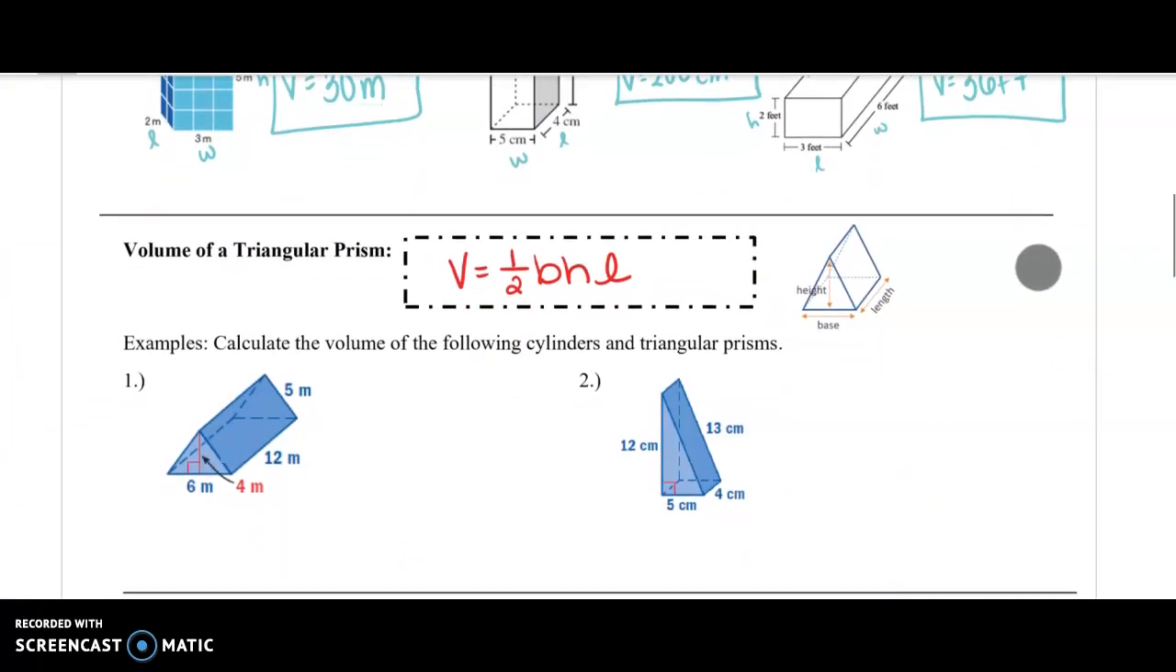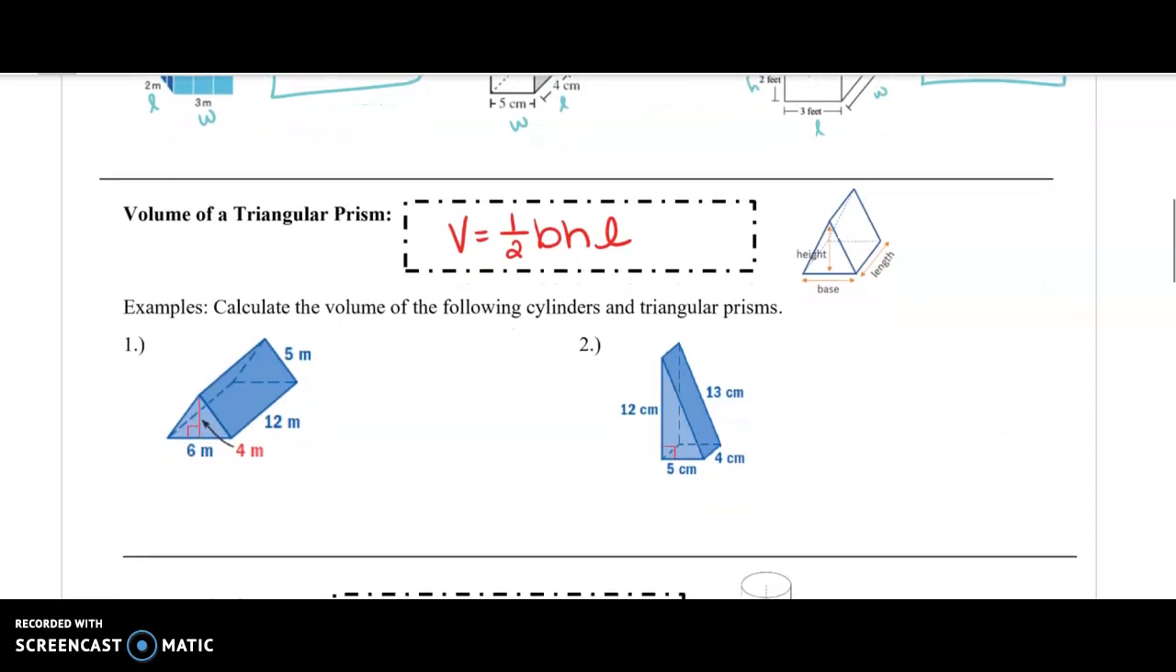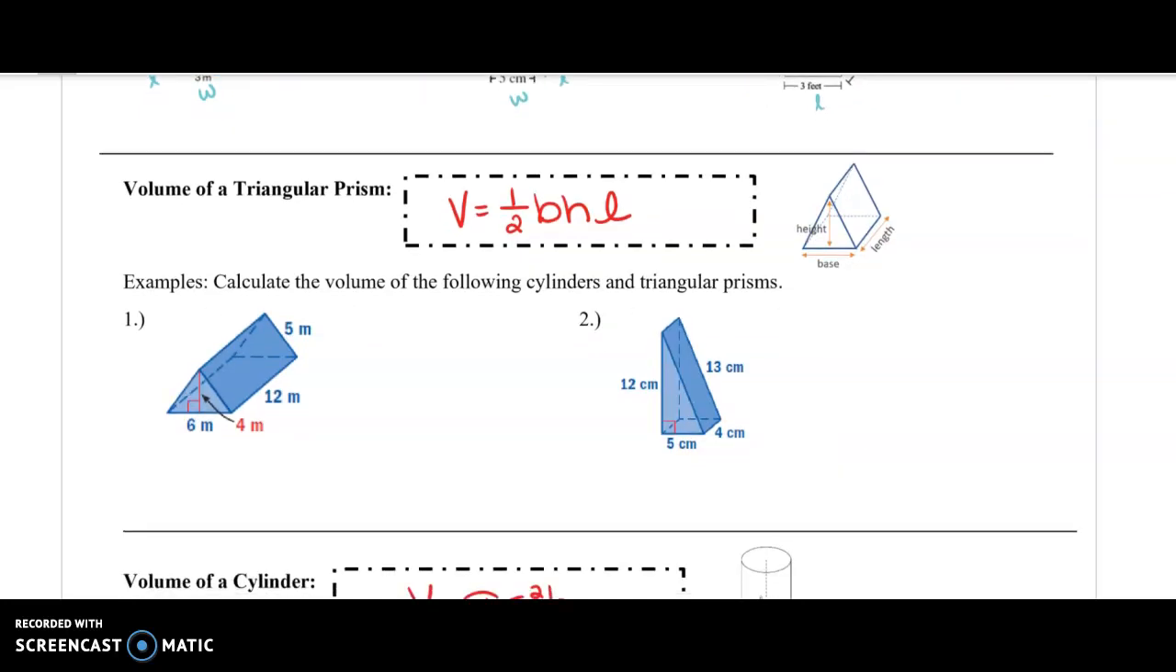Okay, now we're going to look at a triangular prism and figure out the formula for that. Again, I'm already giving that to you. The volume formula is 1/2 base times height times length. So just looking at the 1/2 base times height, that's how we find the area of a triangle, right? So that should make sense that we're using that formula. But now we're also adding in the length to take into account that it's not just a triangle, it's a prism. So it kind of has some depth to it. It's that third dimension. So we're going to calculate the volume for the following triangular prisms.